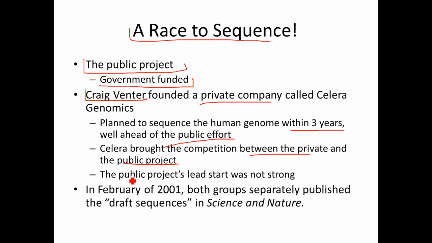Now, the public project did have quite a bit of a head start, but that head start was not strong. Considering the technology that Venter was bringing in and developing, he was able to quickly catch up to the public project. In February of 2001, both groups separately published draft sequences of the human genome in Science and Nature, and they agreed to publish them at the same time.